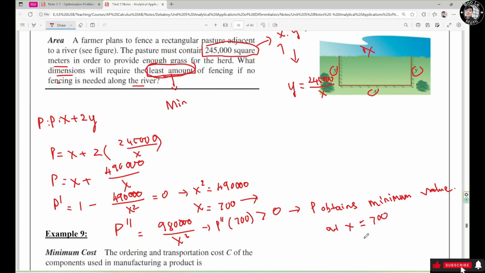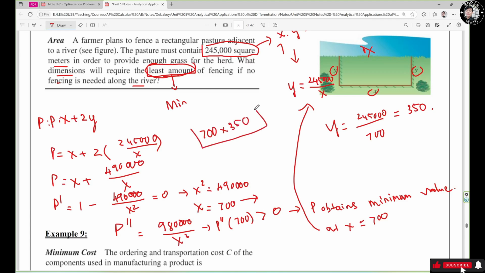Now we need to solve for y, so we substitute 700 for s back over here. So y equals 245,000 divided by 700, which is going to be 350. The dimensions that require the least amount of fencing are 700 by 350.